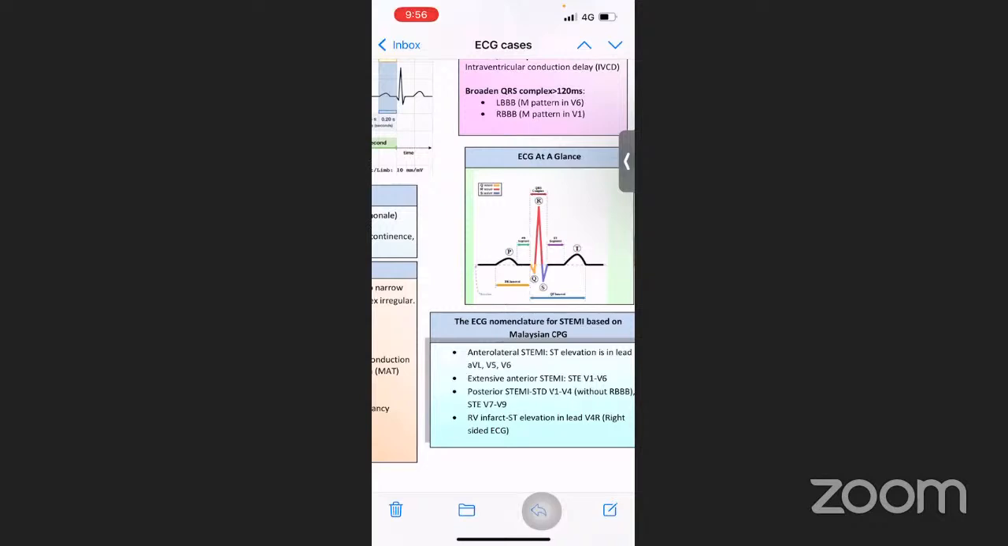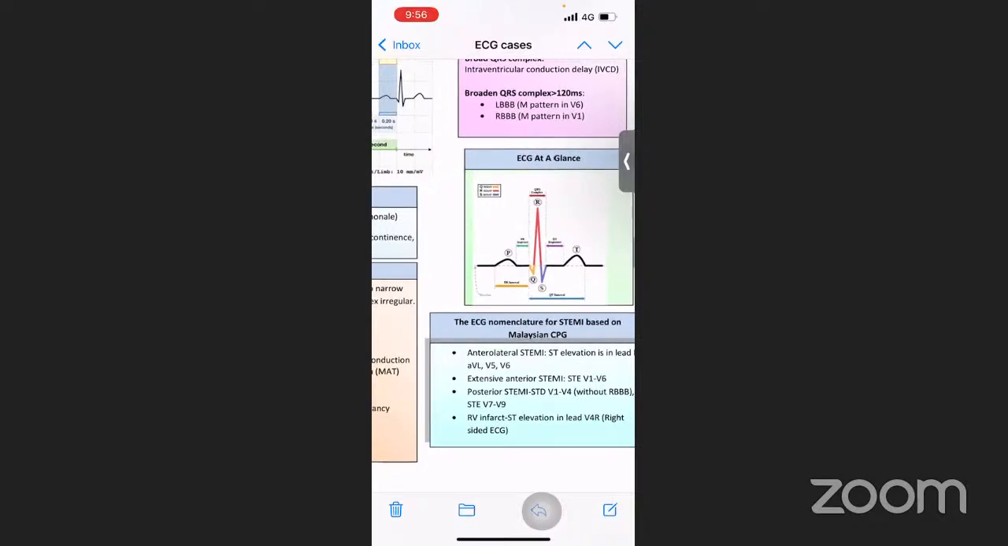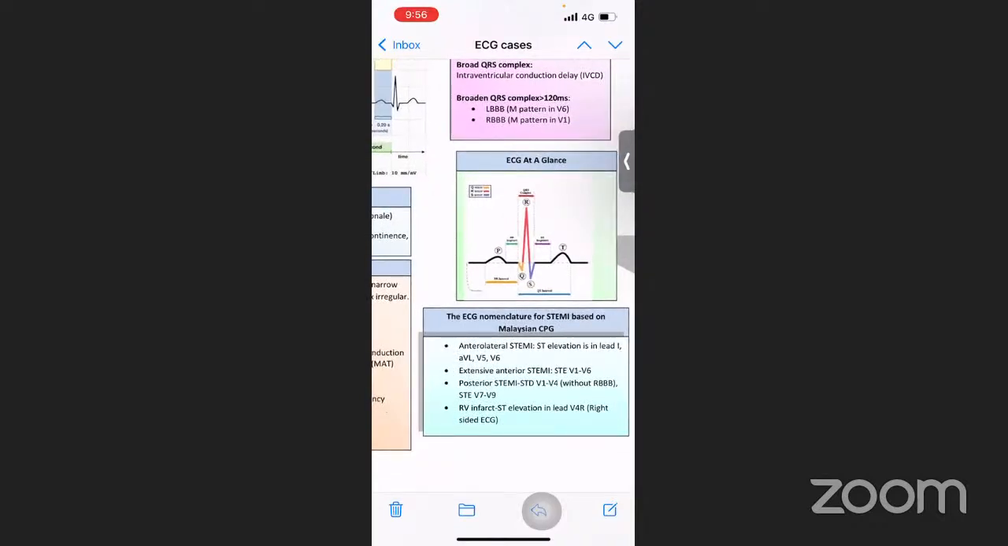Then you have the typical MI changes based on the distribution of the ST elevation. Whether it is inferior MI, 2, 3, AVF, anteroseptal, then lead 1 and AVL plus V3, V4. The lateral one will be V5, V6. Posterior one will be V7 to 9: V7, V8, V9.